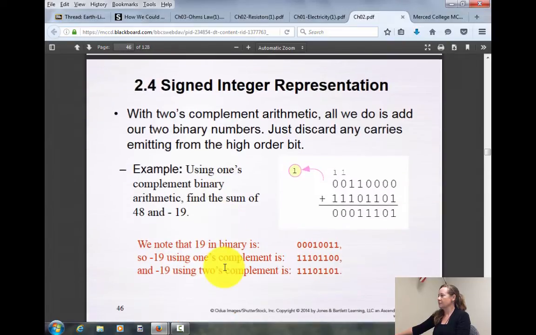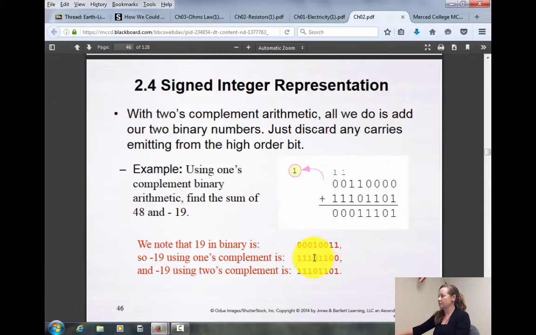So with 2's complement arithmetic, all we do is add our two binary numbers and just discard any carries emitting from the high order bit. So here's them doing the same sum, 48 adding to negative 19, or subtracting 19 with 2's complement.